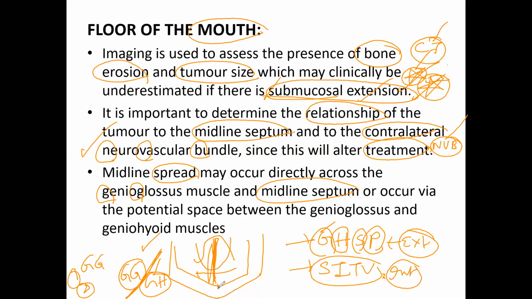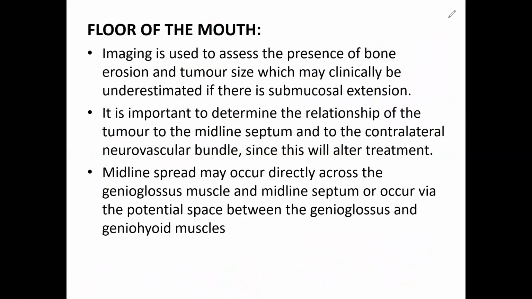So where is the genioglossus muscle? It is from the genial tubercle from here to here, and the geniohyoid goes down. The space between the genioglossus and geniohyoid muscles can be helpful for spread of the tumor. You should keep all these structures in mind.